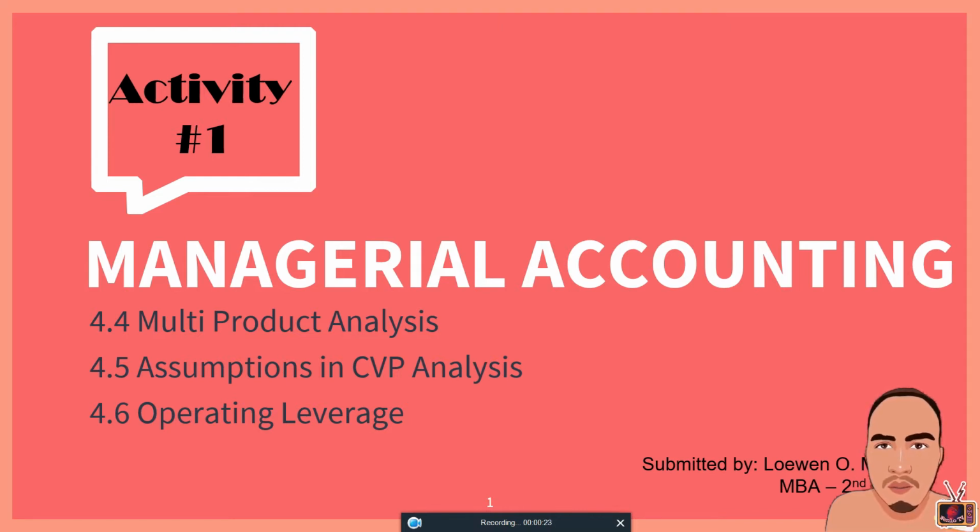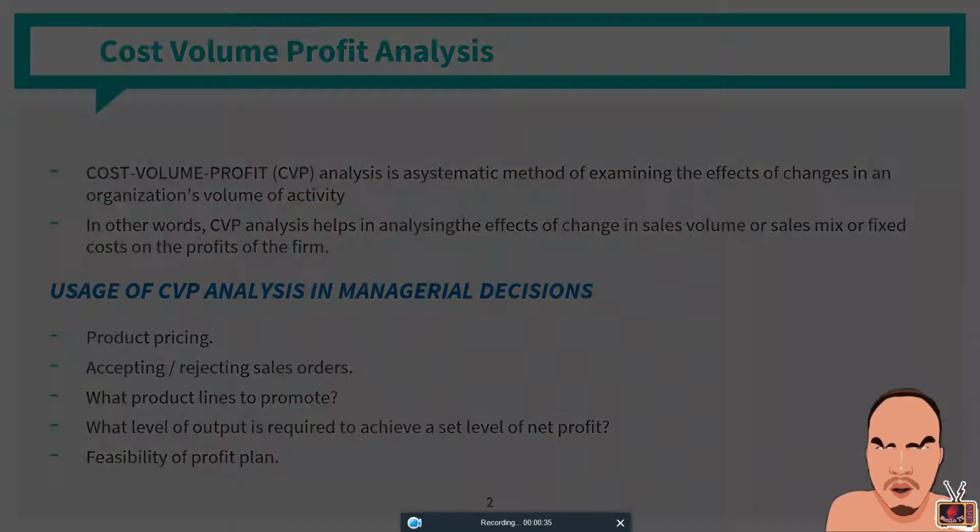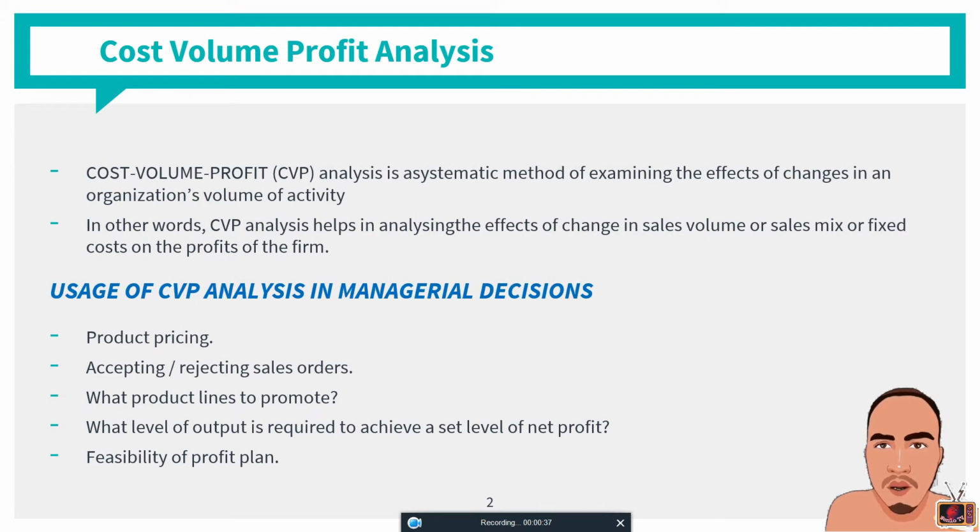So this is our activity 1. We'll be discussing the multi-product analysis, assumption in CVP analysis, and the operating leverage. So let's go with cost volume profit analysis. What is cost volume profit analysis? It is a systematic method of examining the effects of changes in an organization's volume of activity. In other words, CVP analysis helps in analyzing the effects of change in sales volume or sales mix or fixed cost on the profits of the firm.